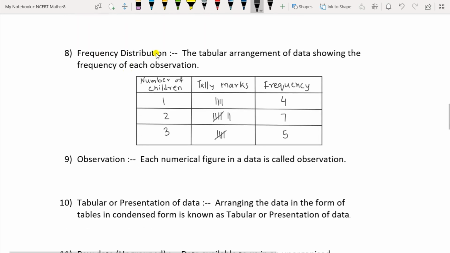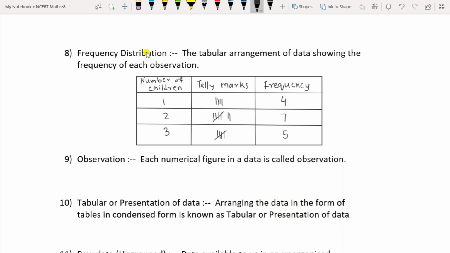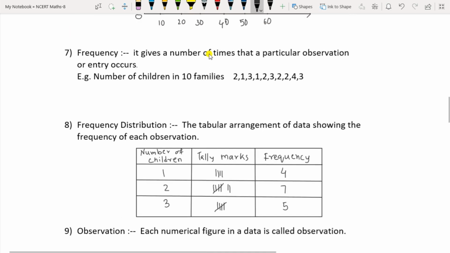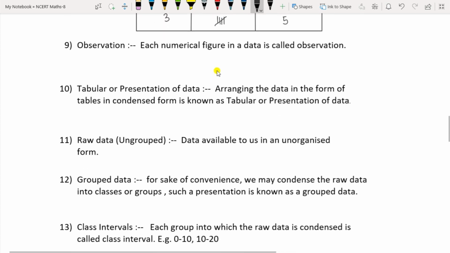Then frequency distribution. That frequency is shown in the form of a table. That table is called the frequency distribution table. That is a tabular arrangement of data showing the frequency of each observation. So the same thing, if the number of children is given as 1, 2, 3 like that, then for the given observations we have to show it here by tally marks and then count the frequency. So this is the arrangement in table form, so it is called a frequency distribution table.